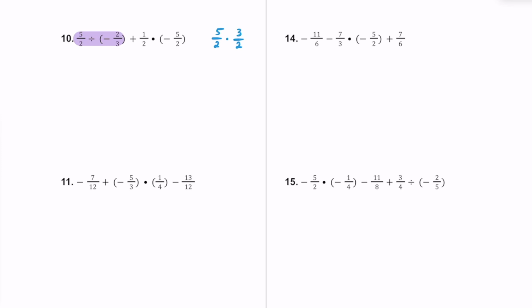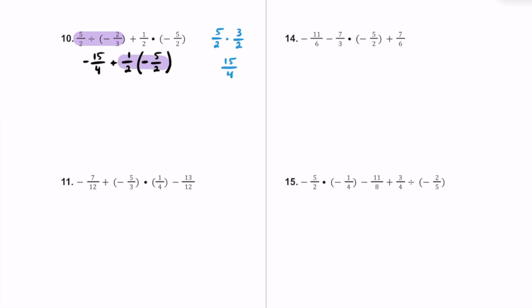I'm ignoring the negatives for just a moment here. 5 times 3 is 15, so we have 15, and then 2 times 2 is 4. So it was a positive divided by a negative initially, so we know this is going to be negative 15 over 4. That's the quotient here. And then we're going to go ahead and add on this 1/2 multiplied by this negative 5 over 2. All right, so this is going to be the next step.